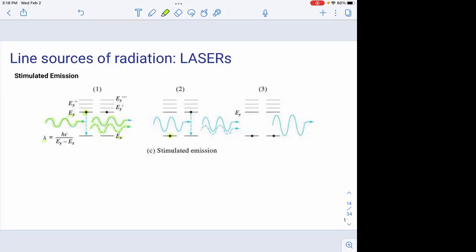This wave can combine together. So these two photons are able to hit the next excited state atom or molecule to emit another two. And so you can see how the power of this wave just grows and grows. So this is stimulated emission. Exciting stuff.